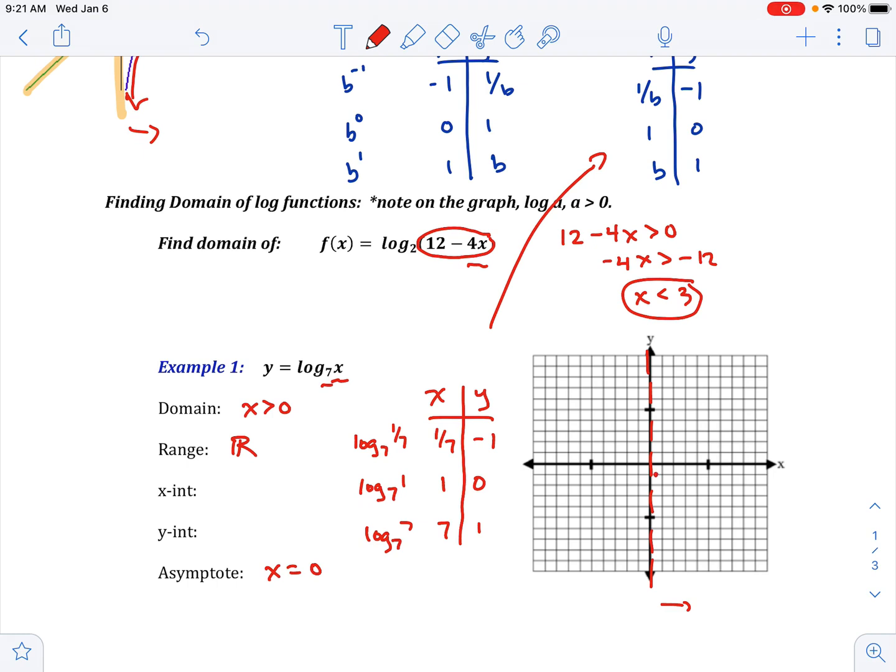So 1/7, -1, I'm going to plot here. 1, 0, I'm going to plot here. And then 7, 1, I'm going to plot here. And so now I can see that my graph is doing this. And remember, it's not going to cross the asymptote. All right, so now my x-intercept, well, I found it. It is 1, 0. My y-intercept is not going to exist, the reason for that is because since the asymptote is x equal to 0, my graph isn't going to cross. So therefore, I'm just going to write none.